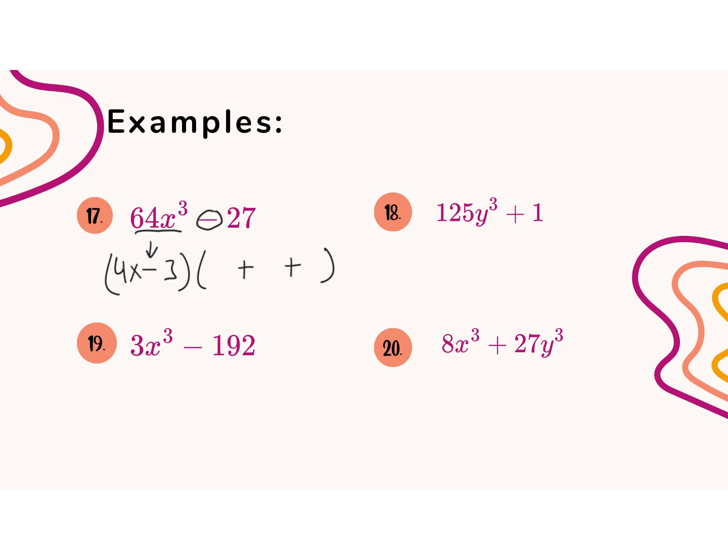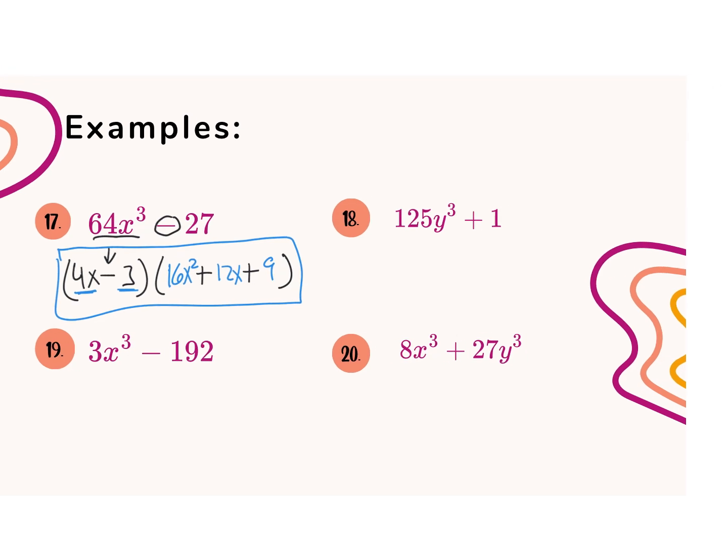And then we can fill in our trinomial using the cube roots. So 4x squared is going to get me 16x squared, 4x times 4x. So square the first, square the last. So 3 squared is 9. And then the product of the 2 in the middle. So 4x times 3 is 12x. And that's all we got to do there. Super easy. As you know the pattern, it gets way easier. So something like number 18, same thing.